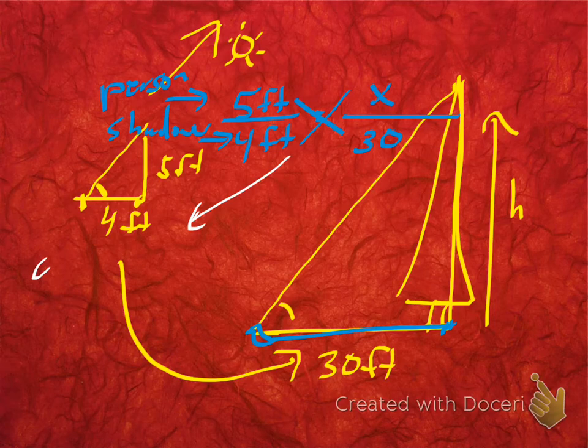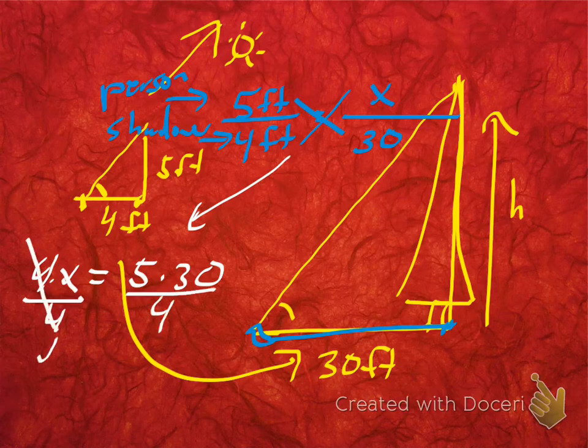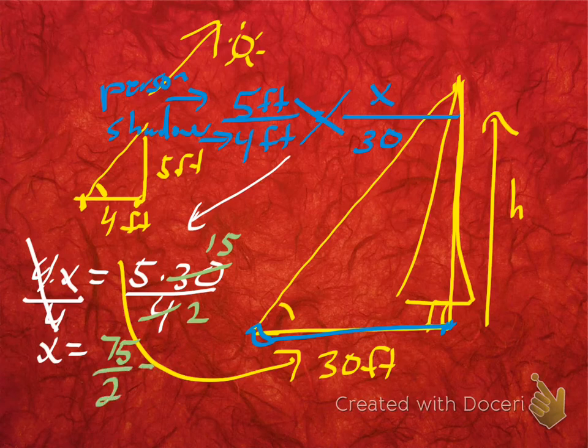We get 4x equals 5 times 30. Now, again, notice I didn't multiply the 5 and 30 because we can cancel a little bit here. Let's divide both sides by 4. 4 and 4 clearly cancel out, leaving me with x. Okay, and the 4 and the 30 are both even, so I can cancel those, giving me 15 and 2. And so now I multiply 5 times 15, and I get 75, and I divide that by 2, which is equal to 37.5. Now, that's feet, because that's what we measured everything in. And that is the height of the tree.